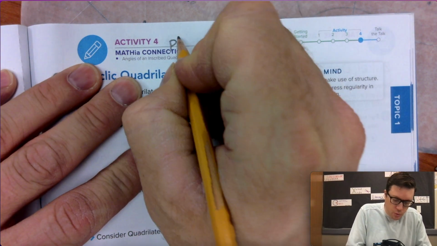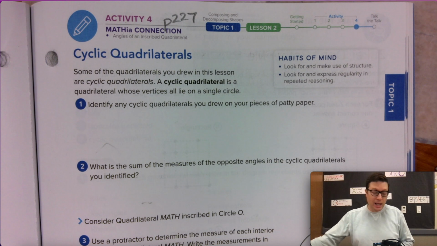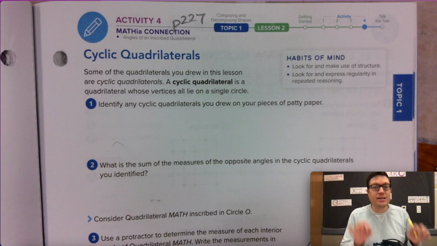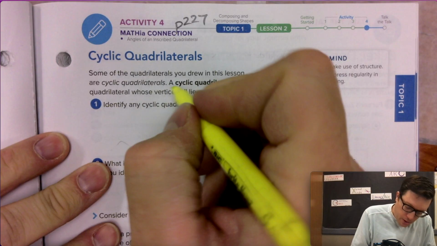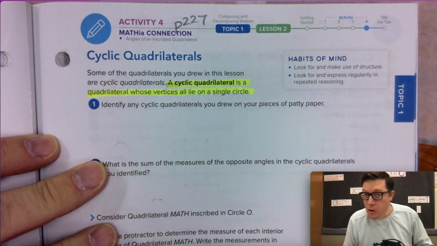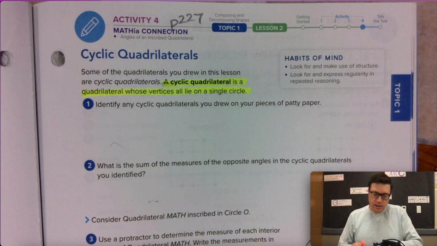On this page, we are going to talk about cyclic quadrilaterals. A cyclic quadrilateral is a quadrilateral whose vertices all lie on a single circle. That sounds like an amazing, impressive vocab word that you're probably going to know for some sort of an assessment. So highlight it.